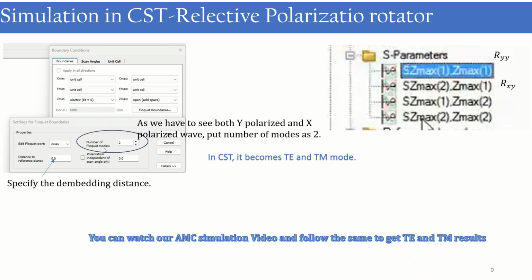So here you can put two. So in CST, these x and y polarized waves are defined by TE and TM modes. After the simulations, you will be getting results like this. From this, you will get the results Ryy and Rxy. And using the previous equation for PCR, you can calculate the polarization conversion ratio.